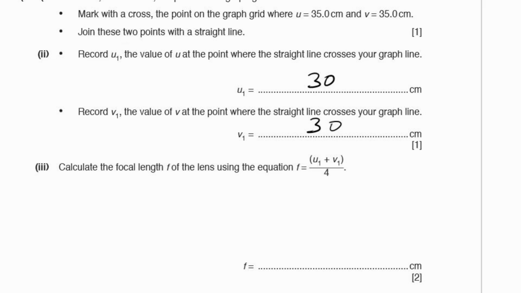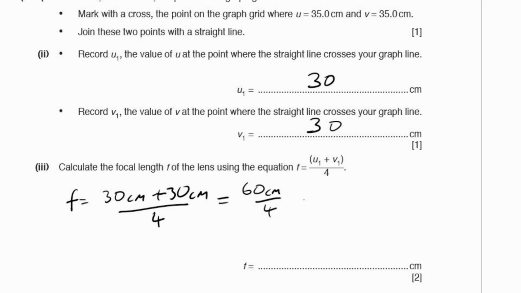Part 3. Calculate the focal length f of the lens using the equation f equals u1 plus v1 divided by 4. Alright, let's put that through. So f equals u1 plus v1, that's 30 centimetres plus 30 centimetres divided by 4, which is 60 centimetres divided by 4, which is 15 centimetres. There we are. And of course we've got our units here. And good to pop back and check to make sure that you've got your units down. There we are.